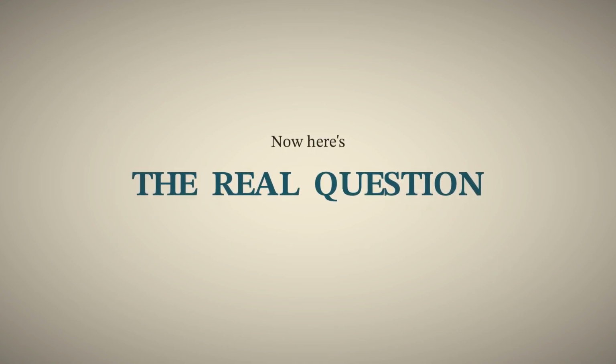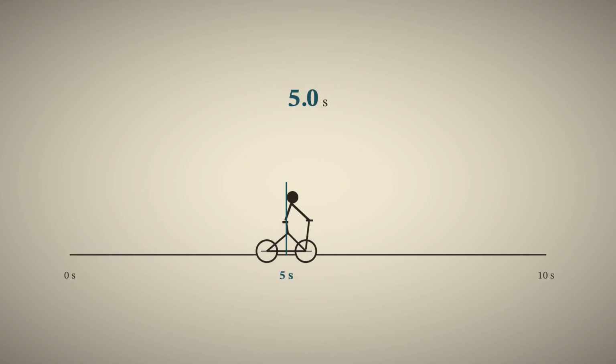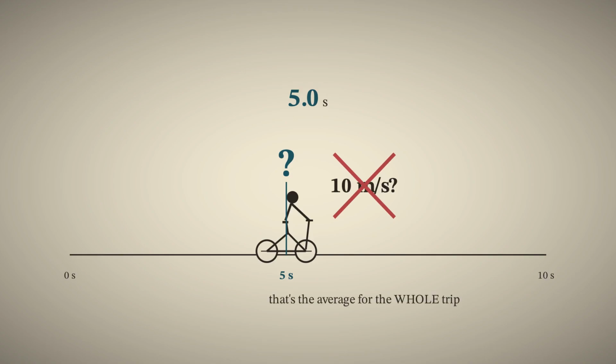Now here's the real question. What if I stop the video at exactly the 5th second of your ride, not before, not after? How fast were you going right then? You can't just say 10. That's the average for the whole trip. We want to know your speed at that one moment.